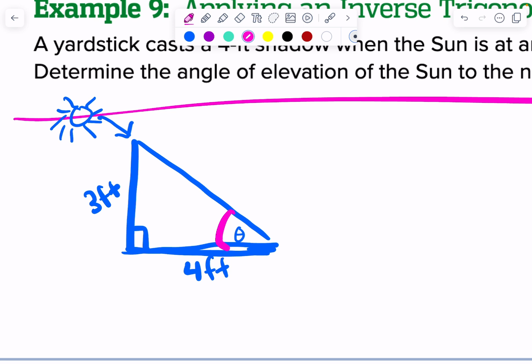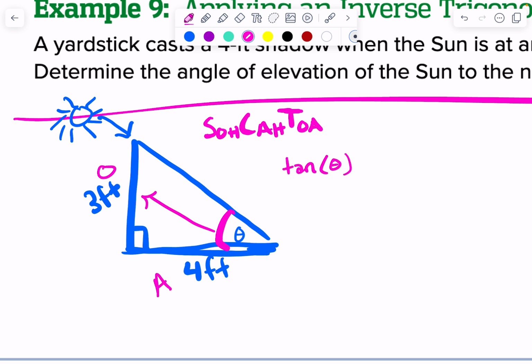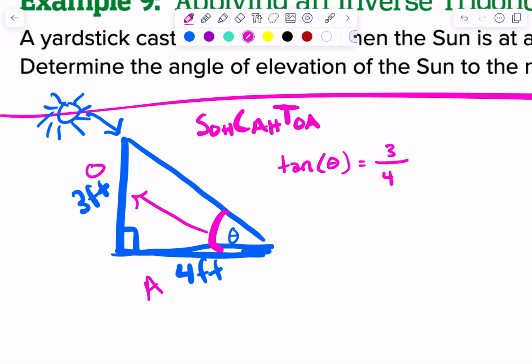So we would set this up using normal SOHCAHTOA stuff, which I think we've done. Have we done SOHCAHTOA stuff in this class? Yeah, we have. This one is going to be opposite and adjacent, so we're going to do tangent. Tangent of the angle, which we call theta, or you can call it x if you want to, it doesn't matter, equals opposite on top, adjacent on bottom, so 3/4.